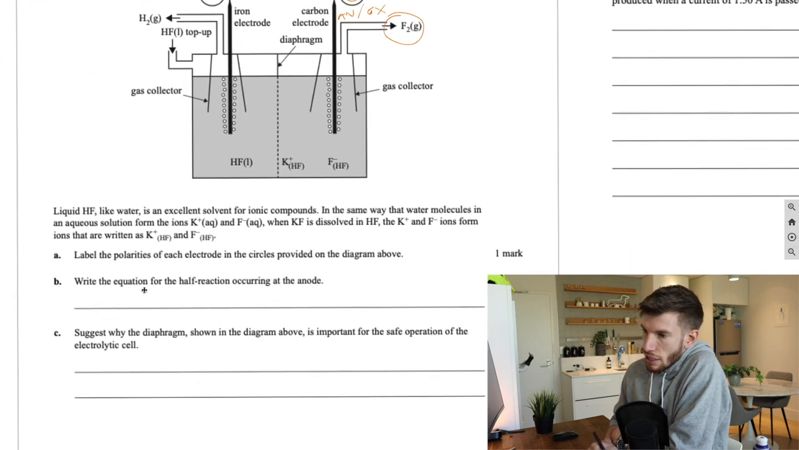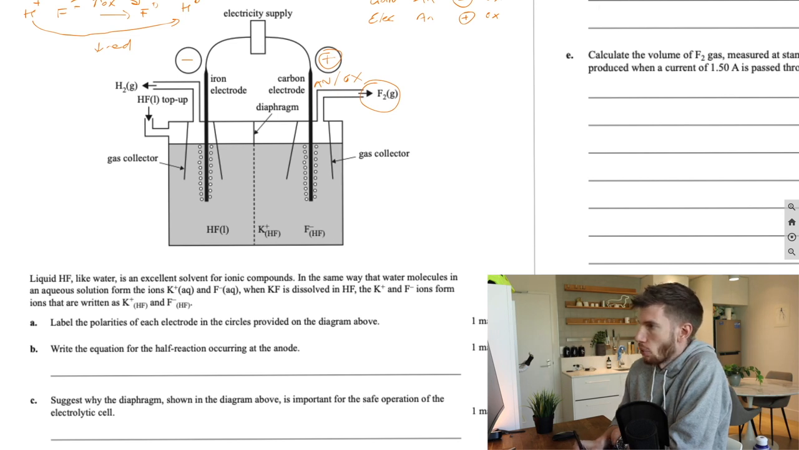Then, write the equation for the half reaction occurring at the anode. I've already done some of the work there. Whenever I do half reactions, I always start with what I have and what I'm getting. So the first thing is to start with F-, and then leave some space to balance things. It's turning into fluorine gas like that. And I guess here I can put HF, because that's what it's dissolved in.